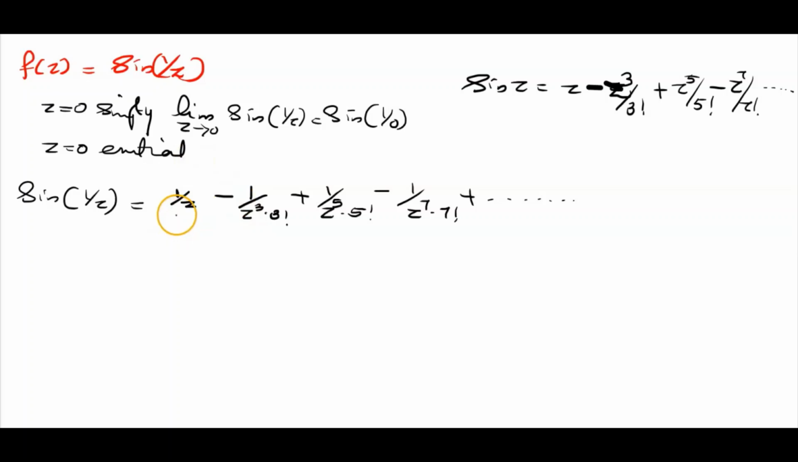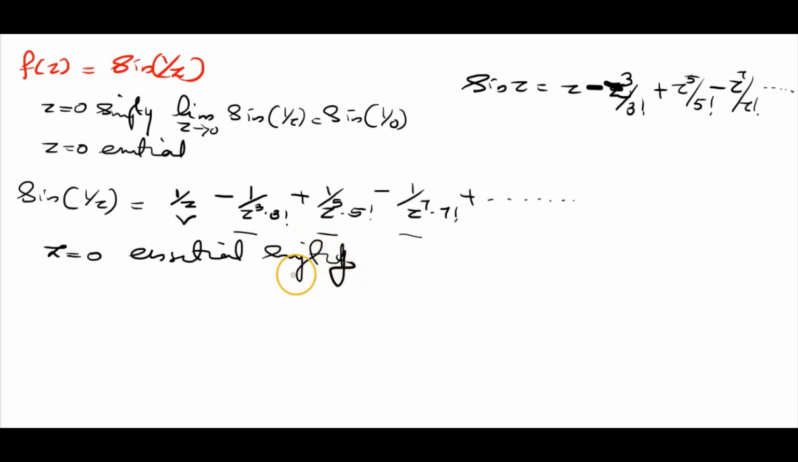So, notice that z equal to 0 is an essential singularity since it has infinitely many negative powers of z. That means 1 by z cube, 1 by z raised to 5, 1 by z raised to 7. Now 1 by z raised to 9 is the next term, and 1 by z raised to 11, etc. So, infinitely many terms containing negative powers of z. So, f of z has z equal to 0 as an essential singularity.